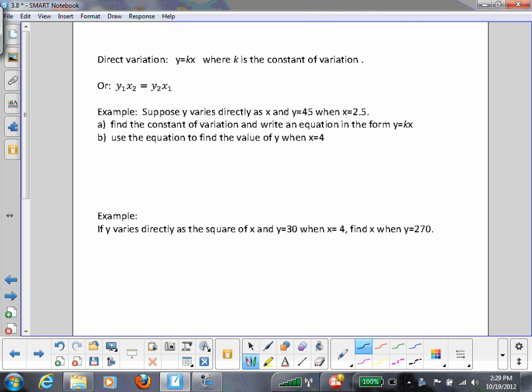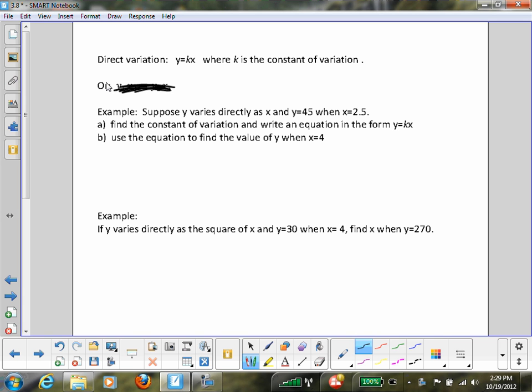Okay, this is direct and inverse variation. You had direct variation when you did Algebra 2, or you should have had it last year. I think chapter 2 was direct variation. Scratch this one out. This doesn't help you as much.